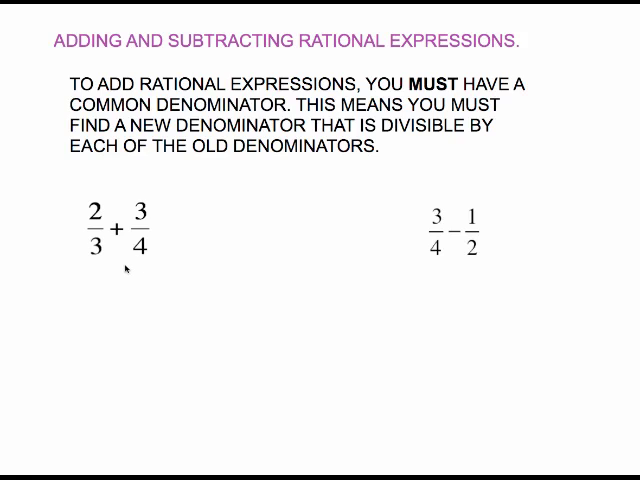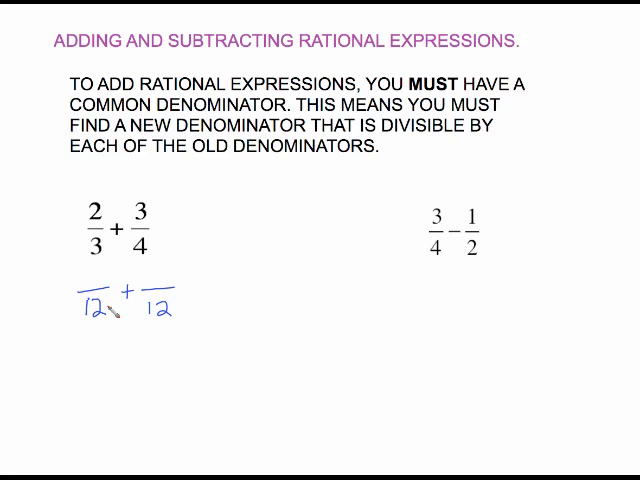2/3 plus 3/4, the common denominator is going to be 12 because 12 is a multiple of both 3 and 4. When you are looking for the common denominator, what you have to have is a number that both of the old denominators will divide evenly into. 12 happens to be the least common denominator. There are bigger denominators. You could use 24, you could use 36, but 12 is the smallest.